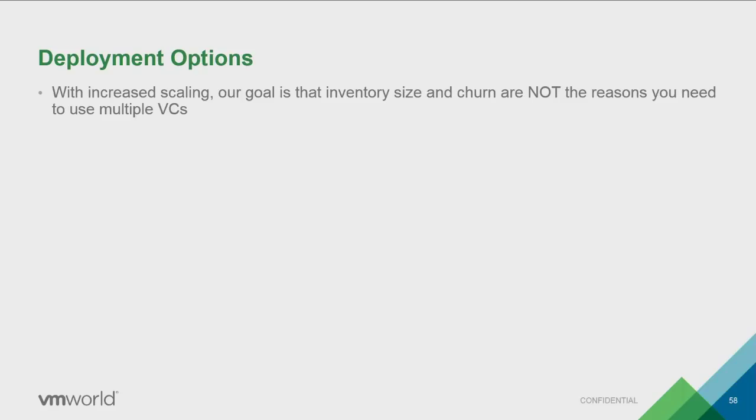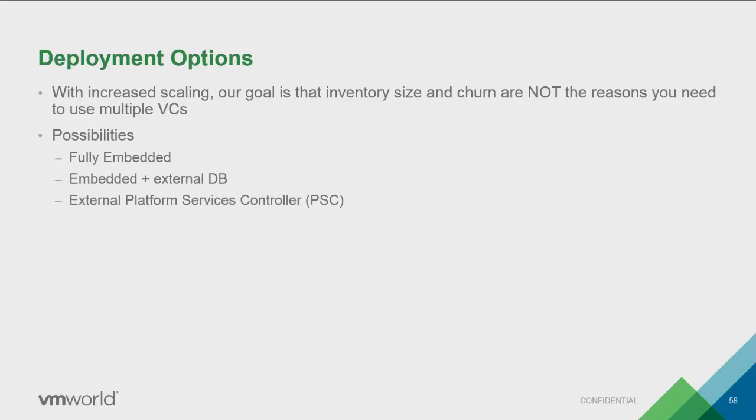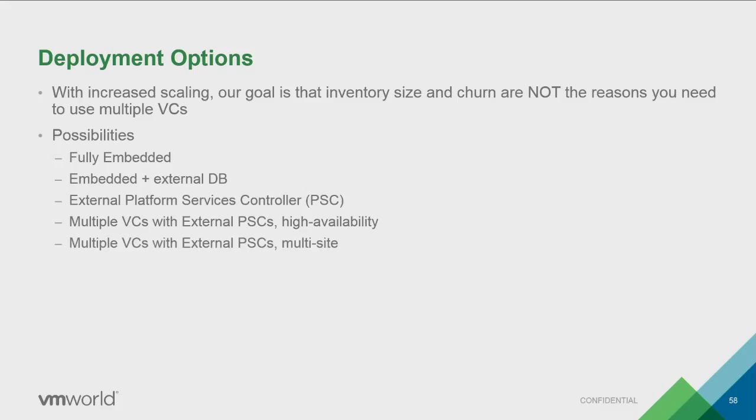I hope that I've convinced you that performance should not be the reason that you move to multiple vCenters. Hopefully there are other reasons. Clearly your mileage may vary. There are a lot of different deployment options we have: everything in one place except for the database, everything in one place except for the database and maybe a Platform Services Controller for SSO, a bunch of different vCenters with external PSCs. I'm going to go into each of these in a little bit more detail.